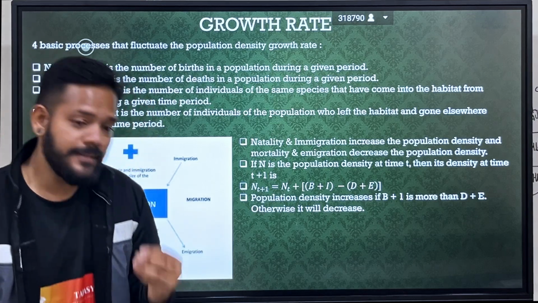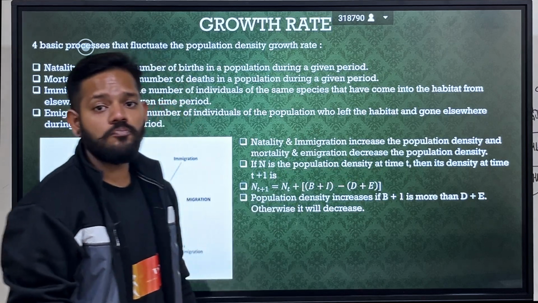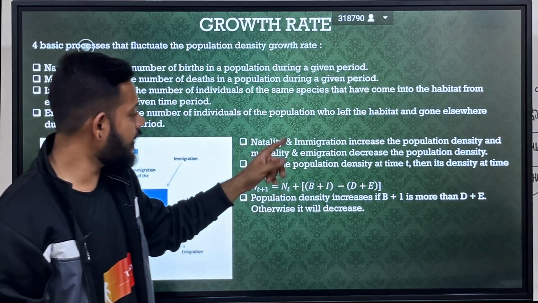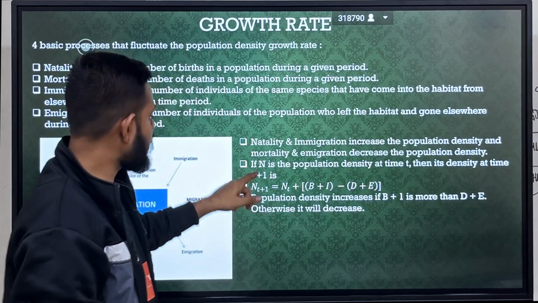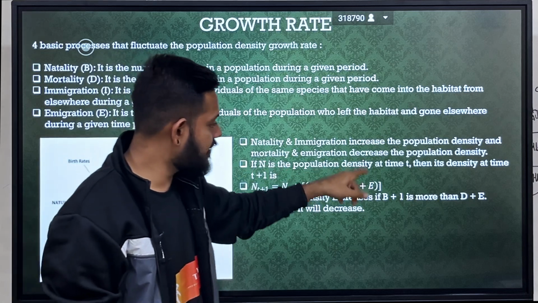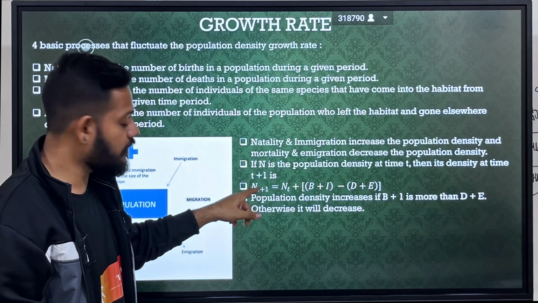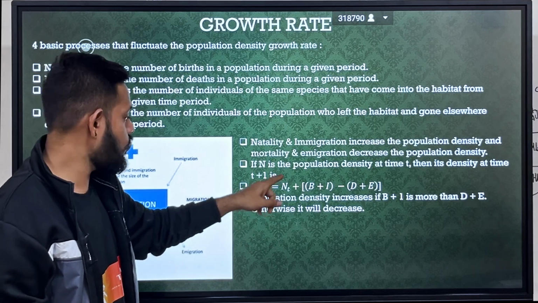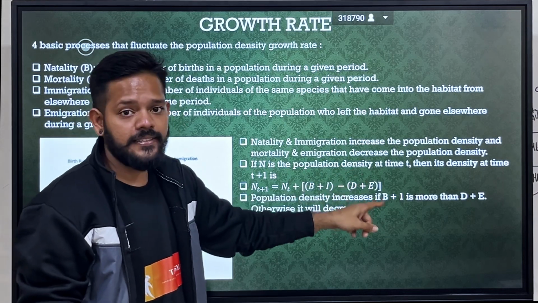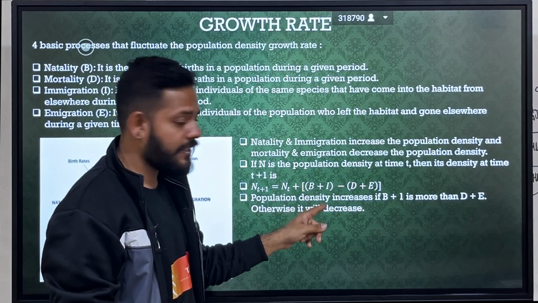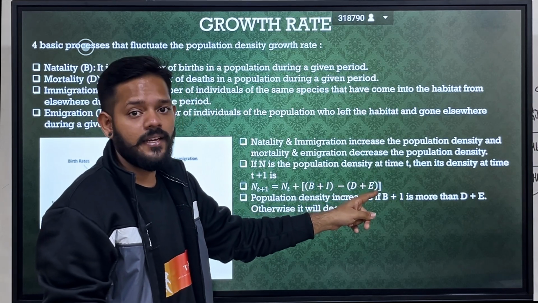Or you can say simply that natality and immigration is directly proportional to population density, while mortality and emigration is indirectly proportional to population density. Okay, next point: if n is the population density at a time t, then density at a time t plus 1 equals n, t plus b plus I minus d plus e, where b is birth rate, I is immigration, d is death rate, and e is emigration.